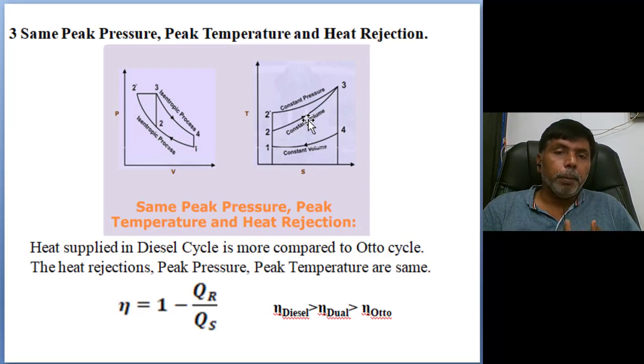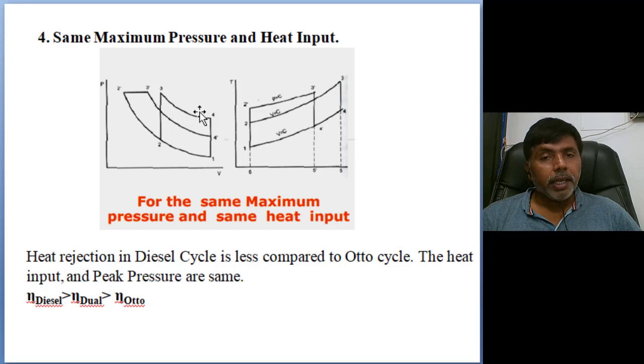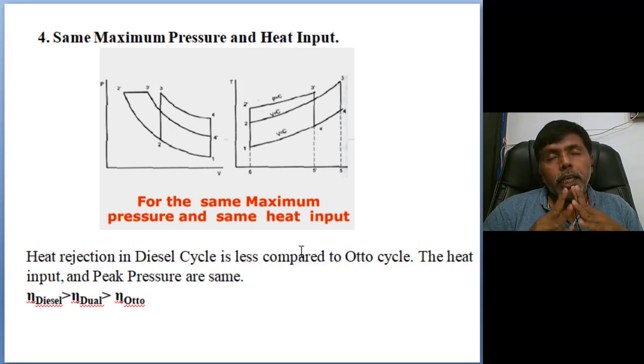With the same compression ratio and the same heat input or heat rejection, the Otto cycle has the highest efficiency. Same maximum pressure, in this condition also you can see. So anywhere we say same peak pressure and peak temperatures, the diesel cycle has the highest efficiency. And for the same compression ratio, the Otto cycle has the highest efficiency.